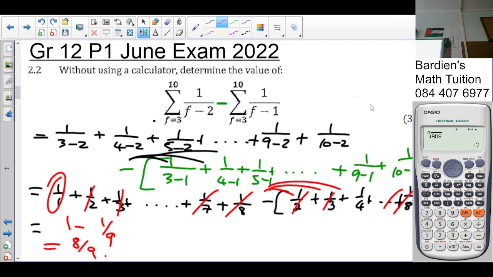Okay. This was a nice question. It came in, I think it was 2020, year 2020 or the year before that, 2019 November. This question came in. Okay.